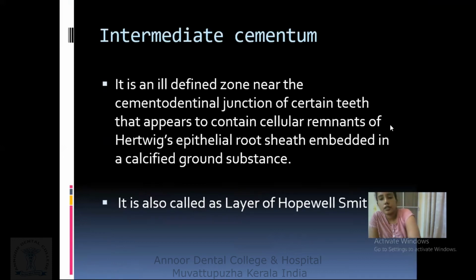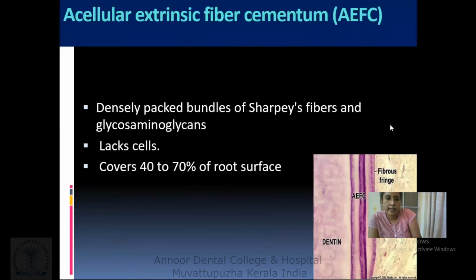Now, the fifth is the intermediate cementum. So, what is that? It's an ill-defined zone near the cemento-dentinal junction of certain teeth that appears to contain cellular remnants of Hertwig's epithelial root sheath embedded in a calcified ground substance, and it is also called the layer of Hopewell-Smith. So these are the 5 types. You should know this classification also.